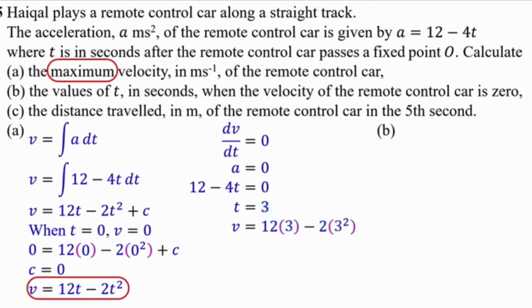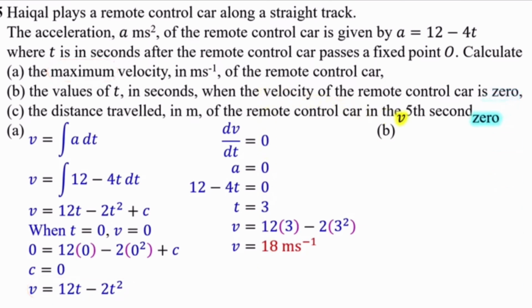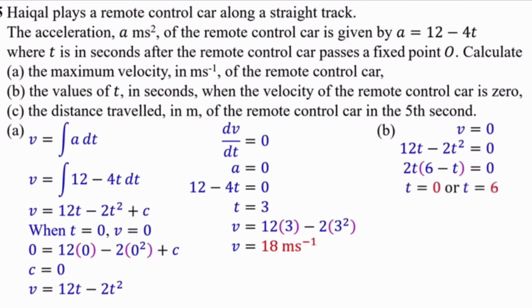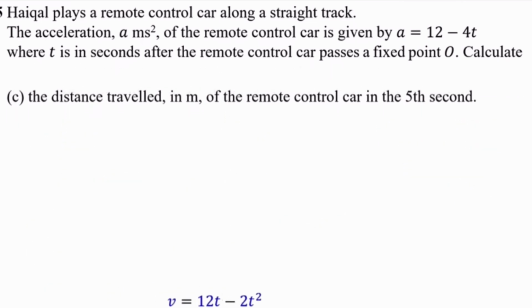Part b, the values of t in seconds when the velocity of the remote control car is 0. So we will let v equal to 0 and we will solve for the time. When the velocity is 0, the particle stops. So 12t minus 2t squared equals 0. So we factorize the 2t and let the factors equal to 0. We will get t equal to 0 and t equal to 6. So that is the answer for the time when the velocity of the remote control car is 0.